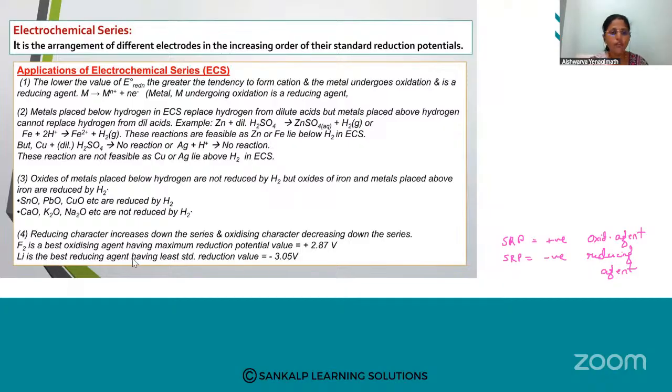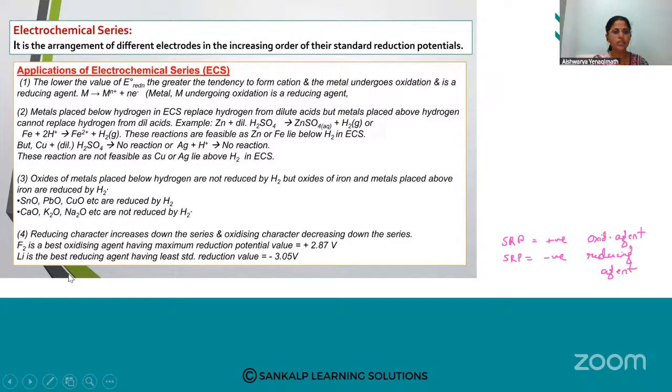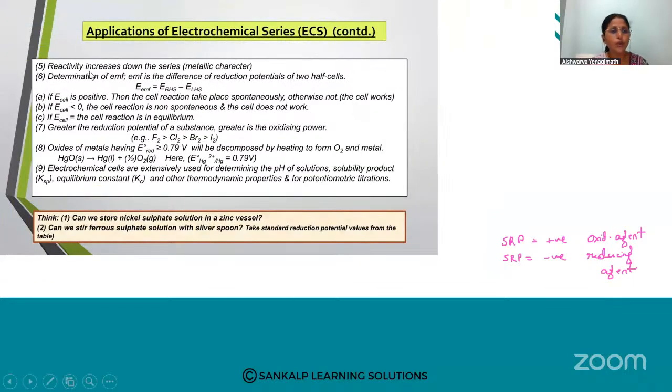So here Fe is the best oxidizing agent. Lithium is the best reducing agent as it is having the least standard reduction potential, that is minus 3.05 volt. Okay, applications continued. So reactivity series increases down the series. Metallic character, you can see, increases down the series.